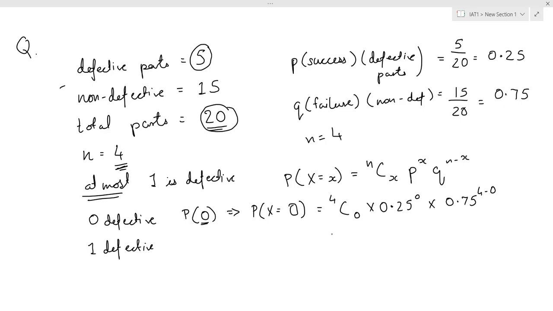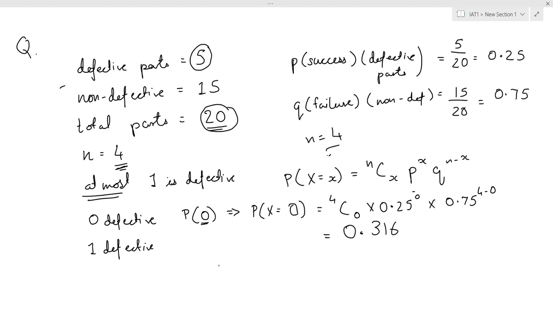So you can substitute all these values and you will get the answer. So if we substitute all these values, the value that we are getting is 4C0, which is going to be 1 into 0.75 raised to 4. It comes out to be 0.316. So the probability of getting 0 defective parts is what?